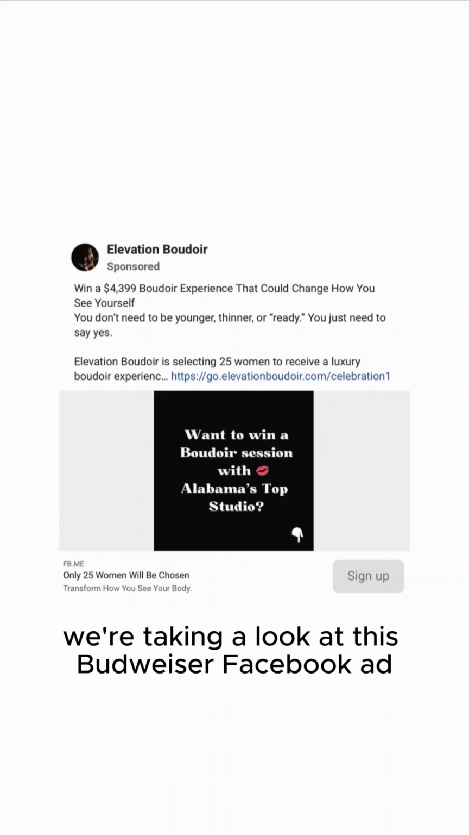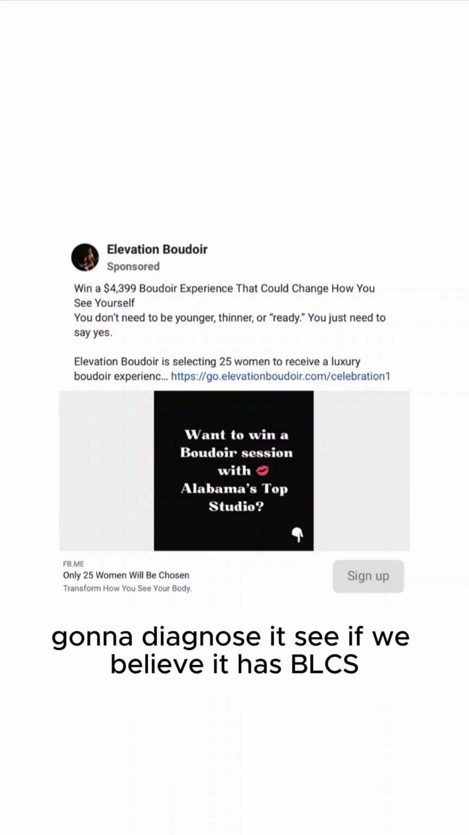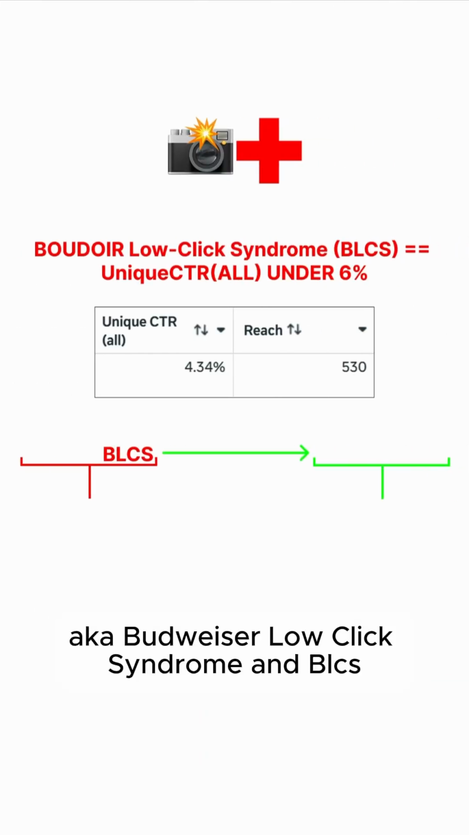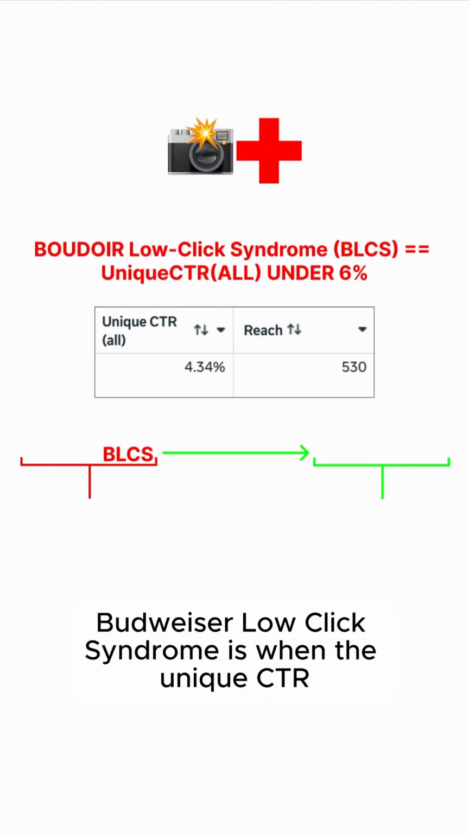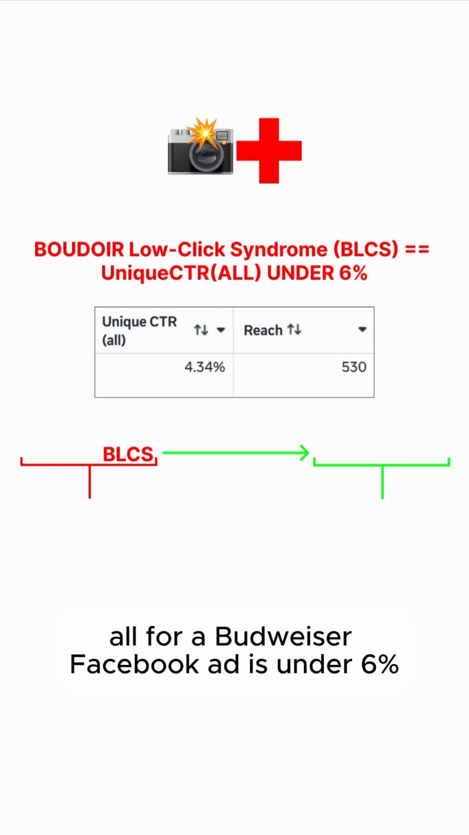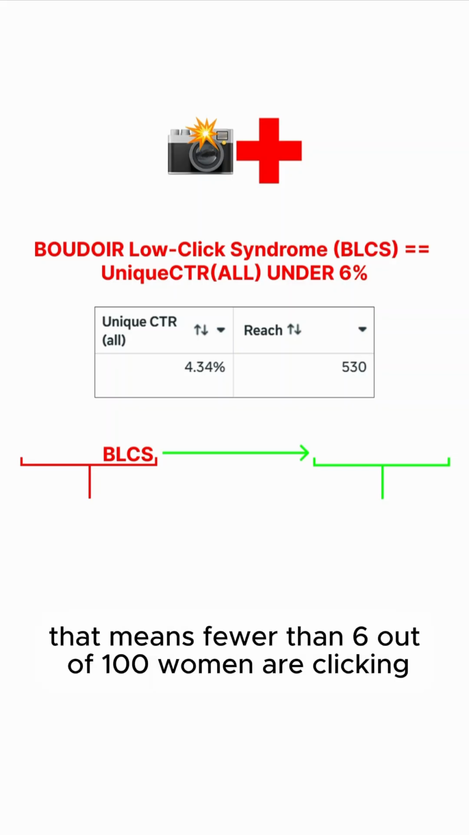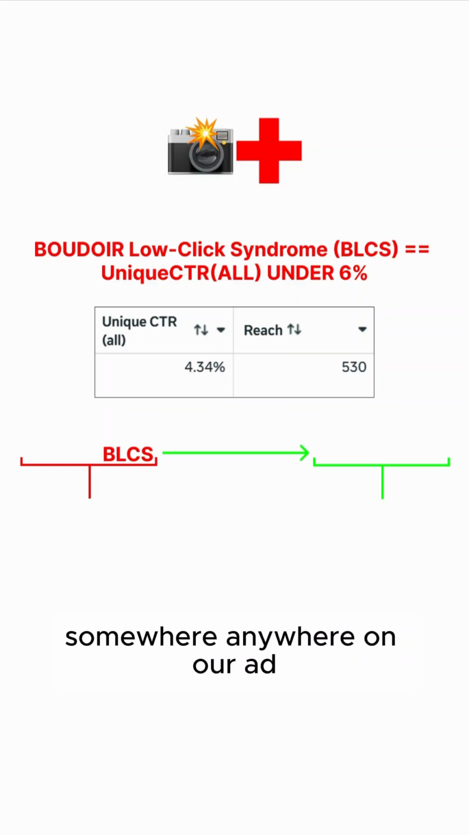All right, we're taking a look at this Boudoir Facebook ad. Going to diagnose it, see if we believe it has BLCS, aka Boudoir Low Click Syndrome. And BLCS is when the unique CTR for a Boudoir Facebook ad is under 6%. That means fewer than 6 out of 100 women are clicking somewhere, anywhere on our ad.